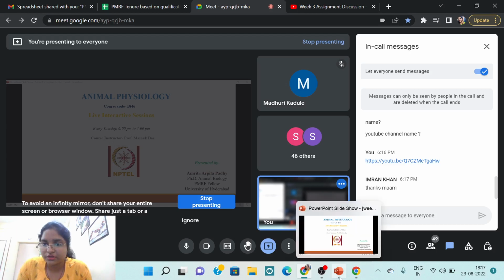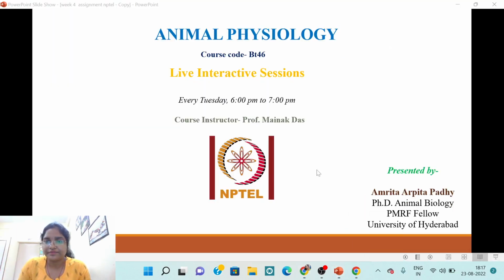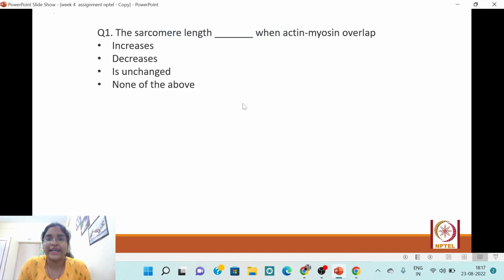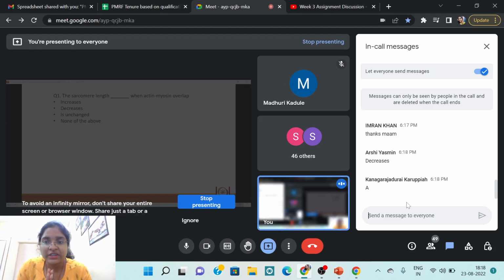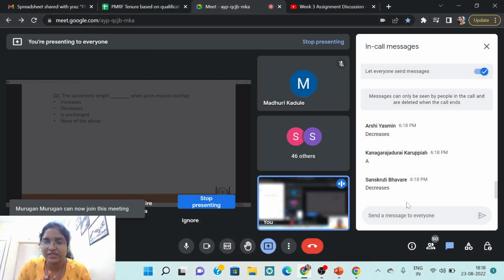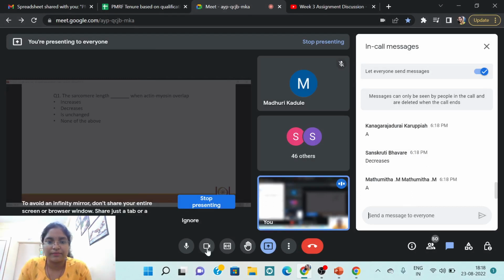Okay. So here goes the first question. The sarcomere length dash when actin myosin overlap. The sarcomere length increases, or decreases, or is unchanged, or none of the above, when actin myosin overlap. And your time starts now. Start answering. I'll give you 1 minute, and please note down how many answers you give correct and how many you give wrong. At the end of the session, I'll ask you what your score is out of 10. Right? We'll be discussing 10 questions here.